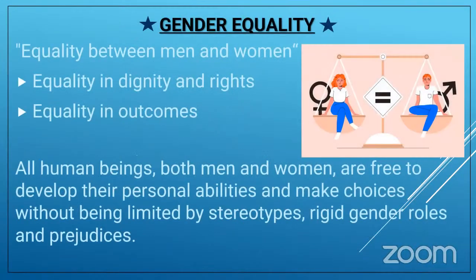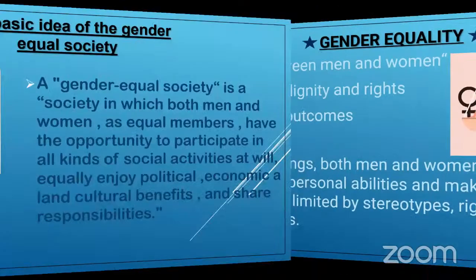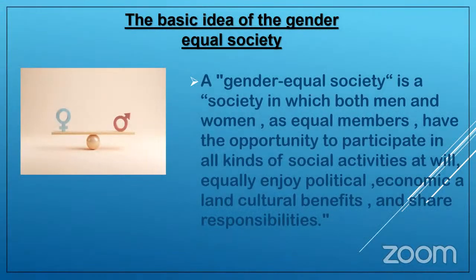So for that, we made gender equality. We have made it so that equality between men and women should be equality in dignity, rights, and outcomes. Both men and women are free to develop their personal abilities and make their choices without being limited by what a male should do and what a female should do. In a gender equal society, both men and women have the opportunity to participate in any kind of social activities.